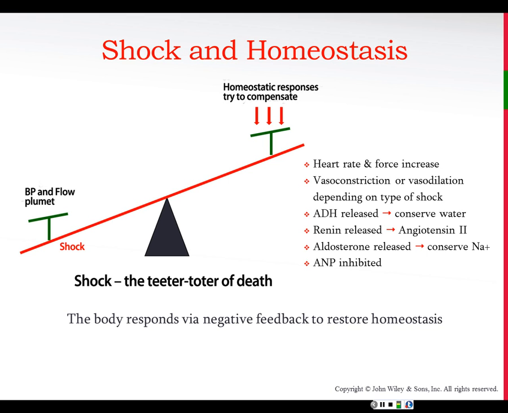You're going to have hormones being released, all these hormones that will try to increase your pressure, such as ADH, such as renin, which would make angiotensin II and cause vasoconstriction. Aldosterone, leading to a reabsorption of sodium, which will also allow you to reabsorb more water. All of those hormones getting released are going to try to increase your pressure. And finally, you'll see an inhibition of atrial natriuretic peptide. Remember, that hormone tries to decrease your pressure. So the overall goal here with the body's response to hypotension and therefore shock is to do whatever it can to try and increase your blood pressure.